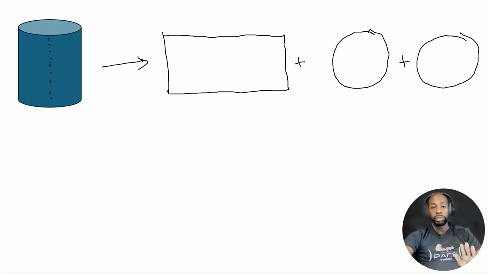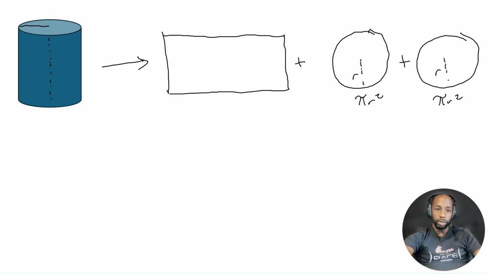Now, first of all, just to go back, we know that the area of a circle is pi radius squared. So these each have a radius, and so this is pi r squared. This is the radius, I'll say right here.